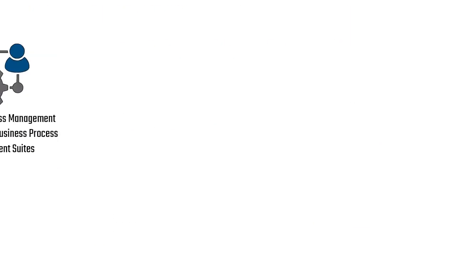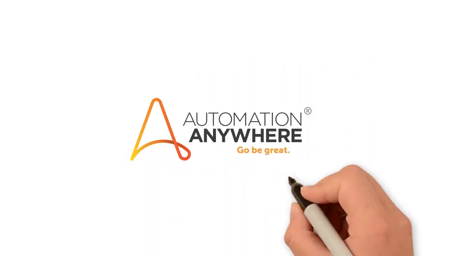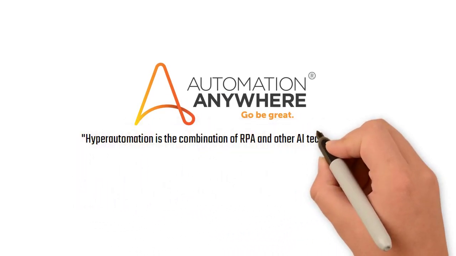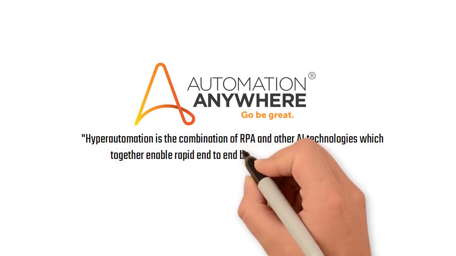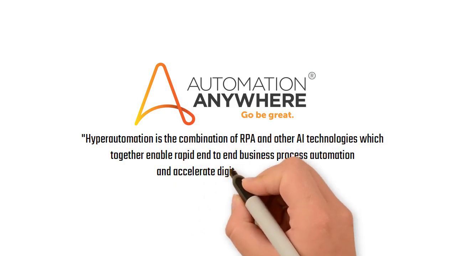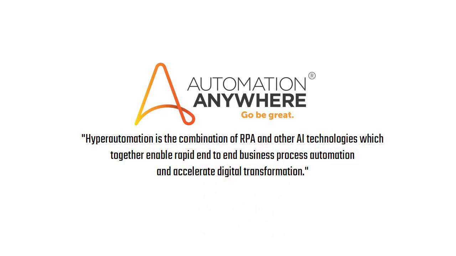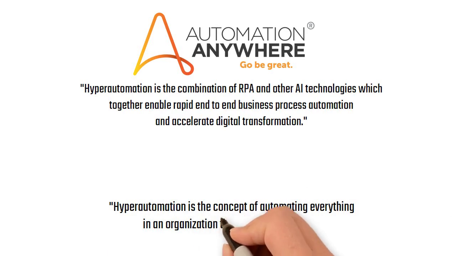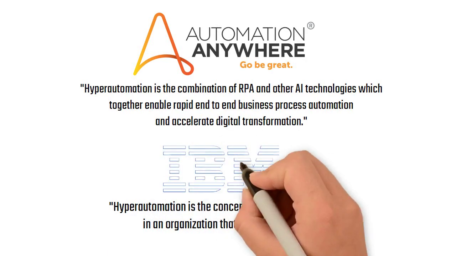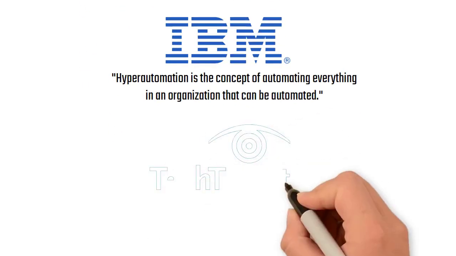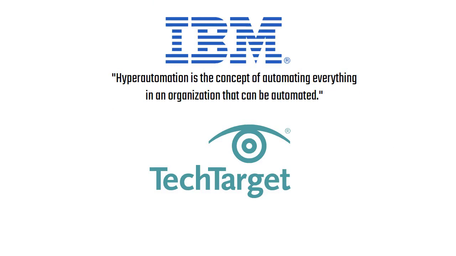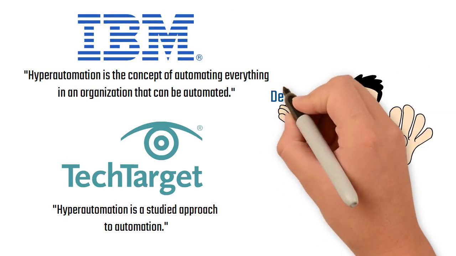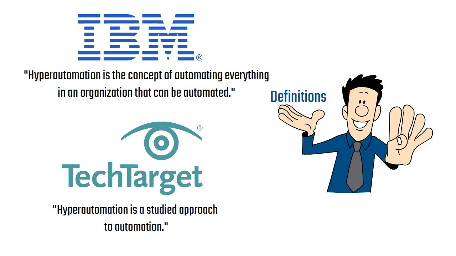Okay. There's a lot to unpack there, but let's take a few more cross sections of how others are defining hyperautomation. A leading robotic process automation vendor, Automation Anywhere's definition is as follows. Hyperautomation is the combination of RPA and other AI technologies, which together enable rapid end-to-end business process automation and accelerate digital transformation. Another leading business and technology solutions provider's definition of hyperautomation is the concept of automating everything in an organization that can be automated. That's IBM's. And another, for good measure, is from another business technology advisory firm, TechTarget, who defines hyperautomation as a studied approach to automation. Now, with these 4 takes on automation, allow me to provide my own analysis of these different definitions.